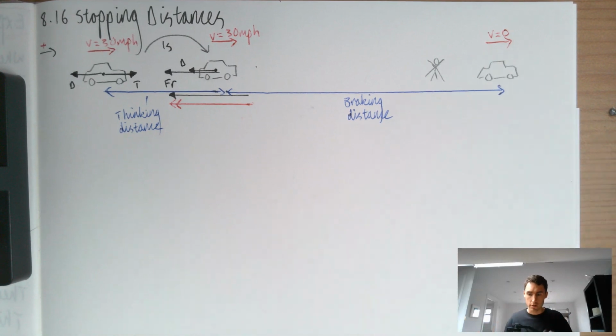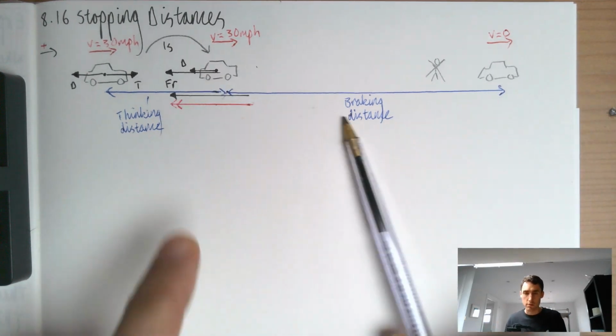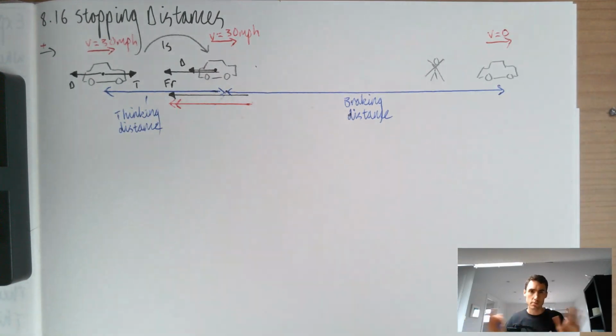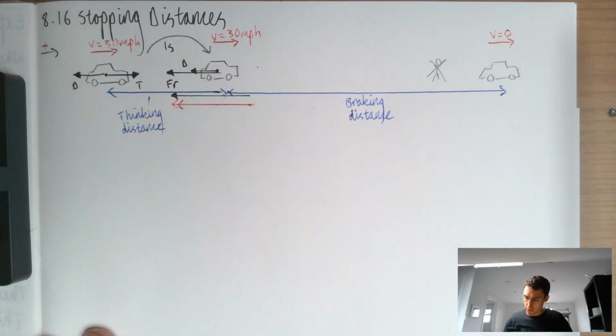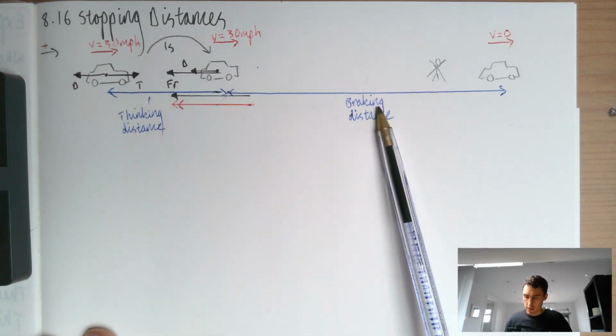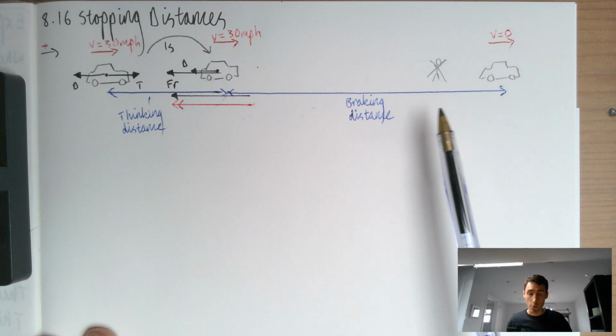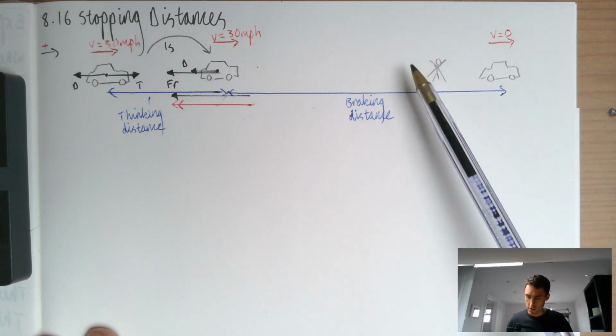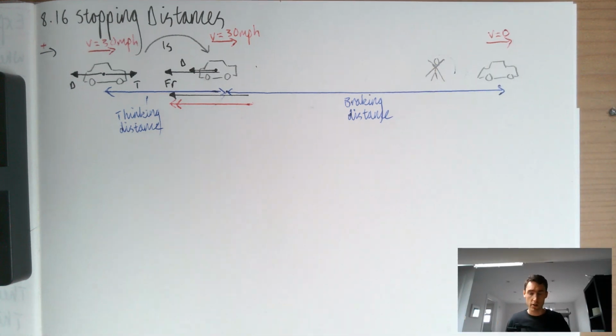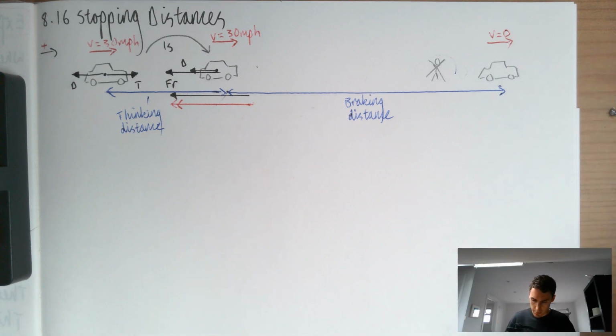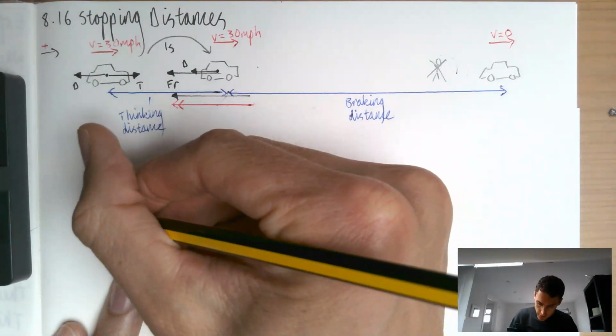And actually, depending on the size of the force, the braking distance might be shorter than the thinking distance, whatever. The point is, those two together constitute the stopping distance, and what we really care about on the roads is whether the stopping distance is short enough to save the child. So let's consider a second example. Let's consider another example here like this.